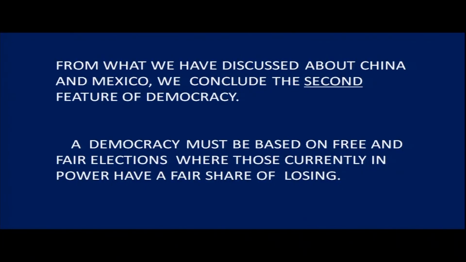From what we have already discussed about China and Mexico, putting both the examples together, we conclude the second feature of democracy. A democracy must be based on free and fair elections where those currently in power have a fair chance of losing in the next elections. It is not that one party is going to remain in power and come back to power in every subsequent election. Having discussed the second feature of democracy, we move on to the next country.